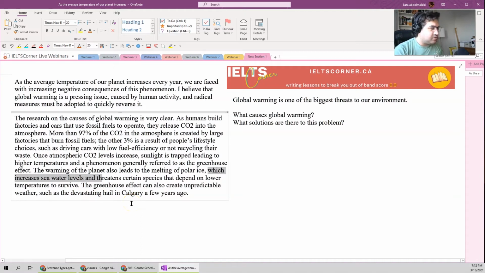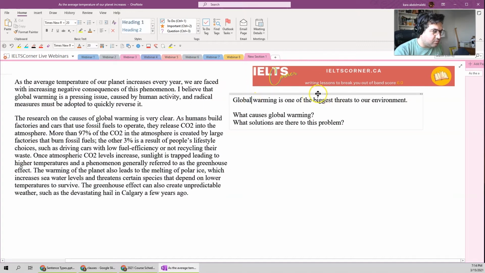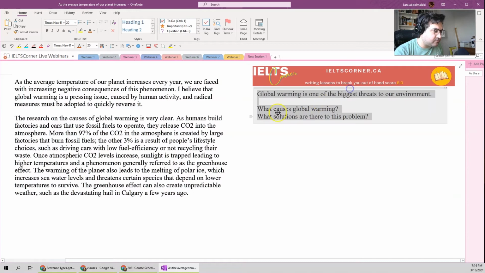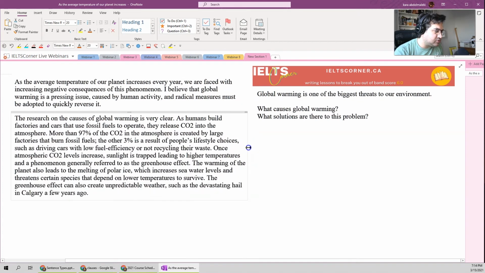Okay, any questions about this one? Kara, if someone doesn't know how to explain what the greenhouse effect is, do we really have to explain the science behind this? Well, as you know, you don't have to explain the science behind it, but of course that is common knowledge. Global warming is usually something that comes up in IELTS, so it's a good idea to study and to read about it a little bit.